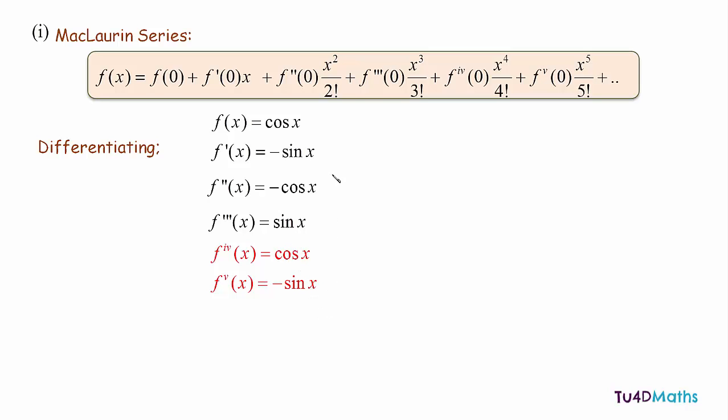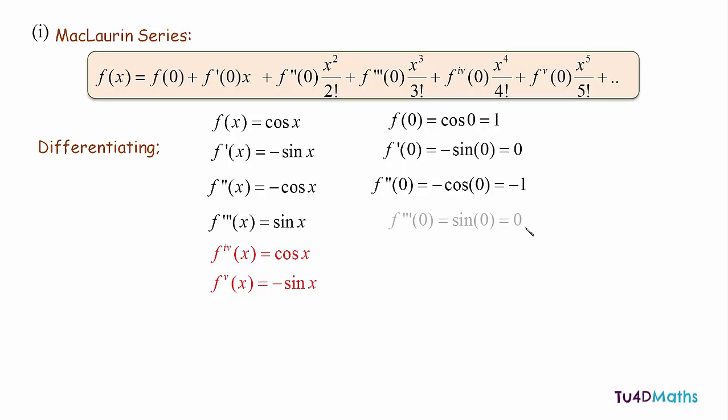So now we substitute 0 in for x to give us the value of these functions at 0. So f of 0 is going to be the cos of 0, which is 1. The first derivative with x equal to 0 is going to be the minus sine of 0, which is 0. The second derivative becomes cos of 0, which is 1. Because of the minus sign, this becomes minus 1. Sine of 0 again is 0. Cos of 0 is 1. And minus sine of 0 is 0. So as I said, you can see the pattern repeats itself after the third derivative.